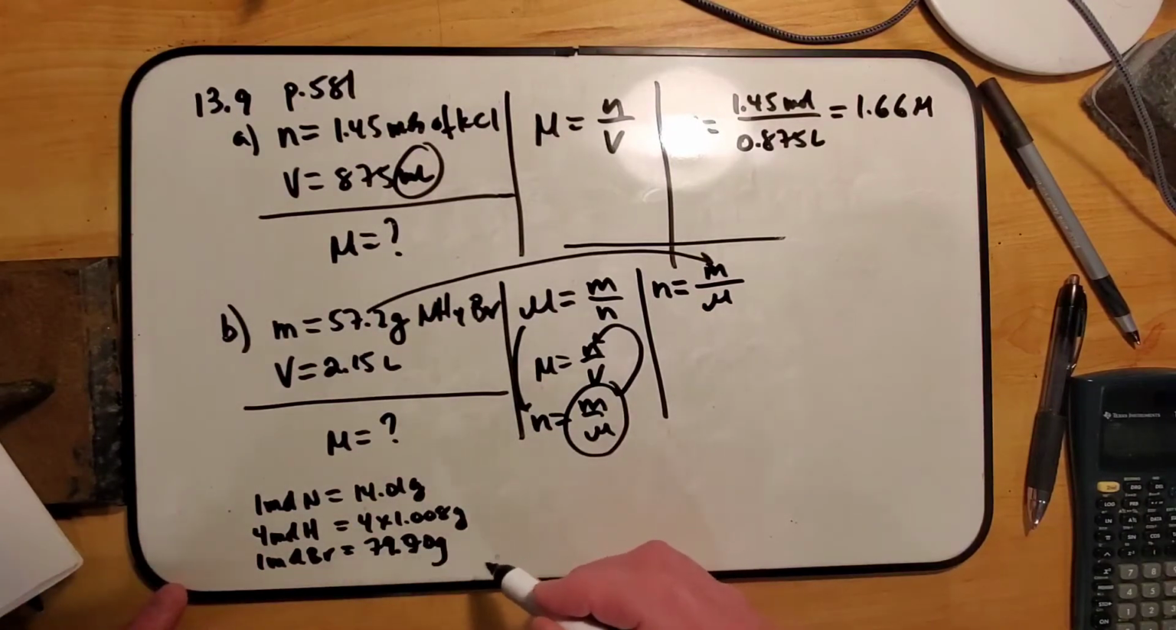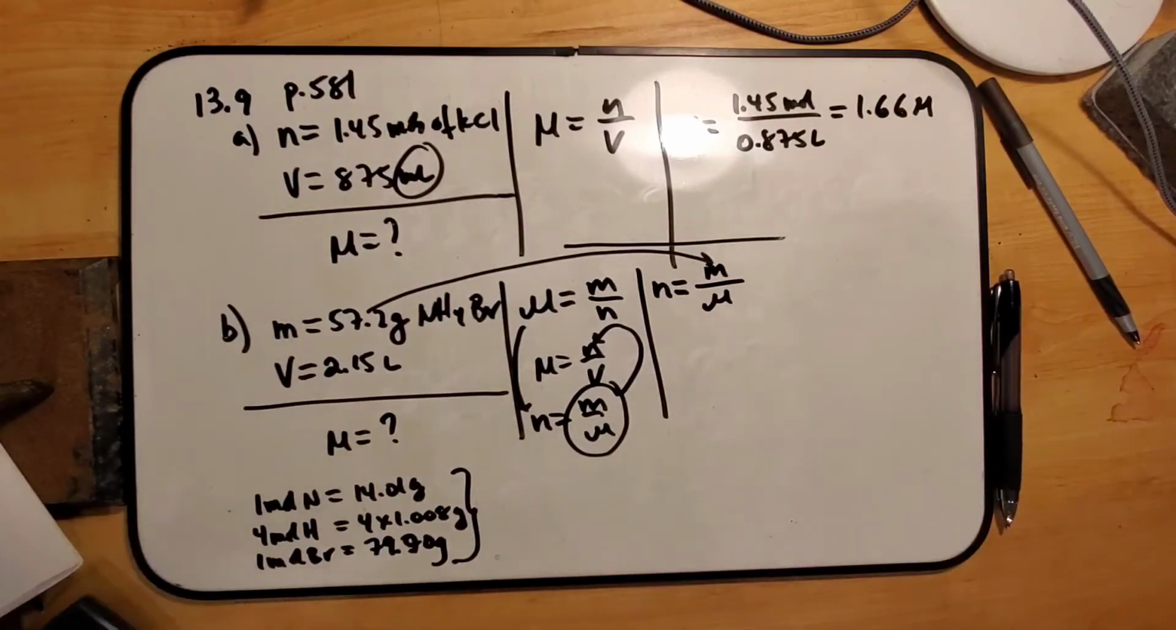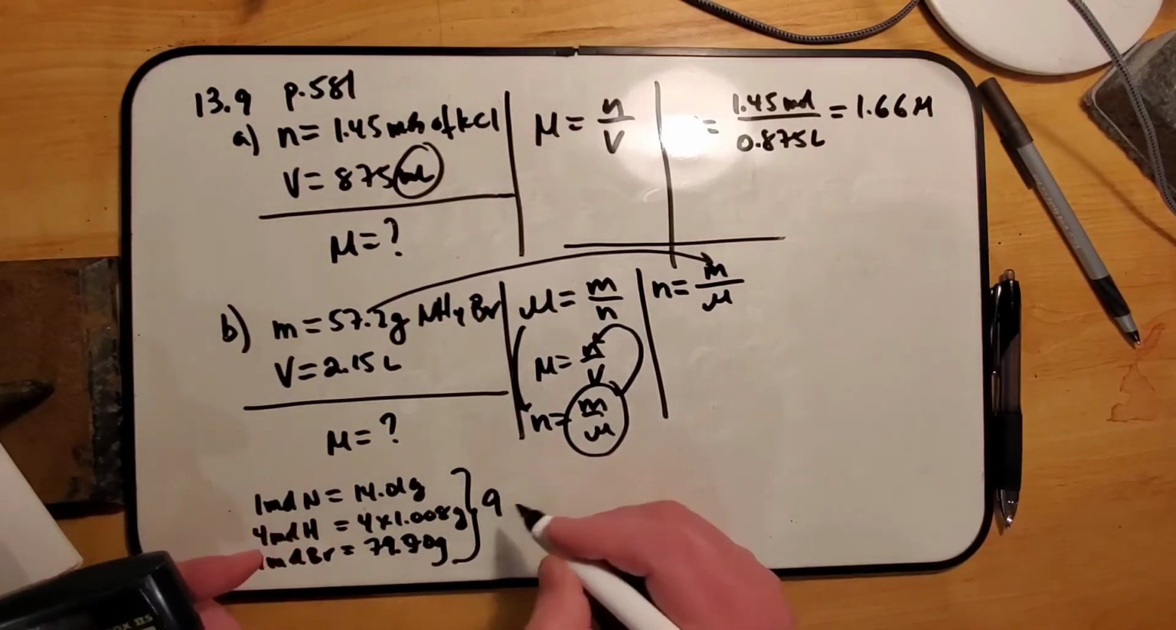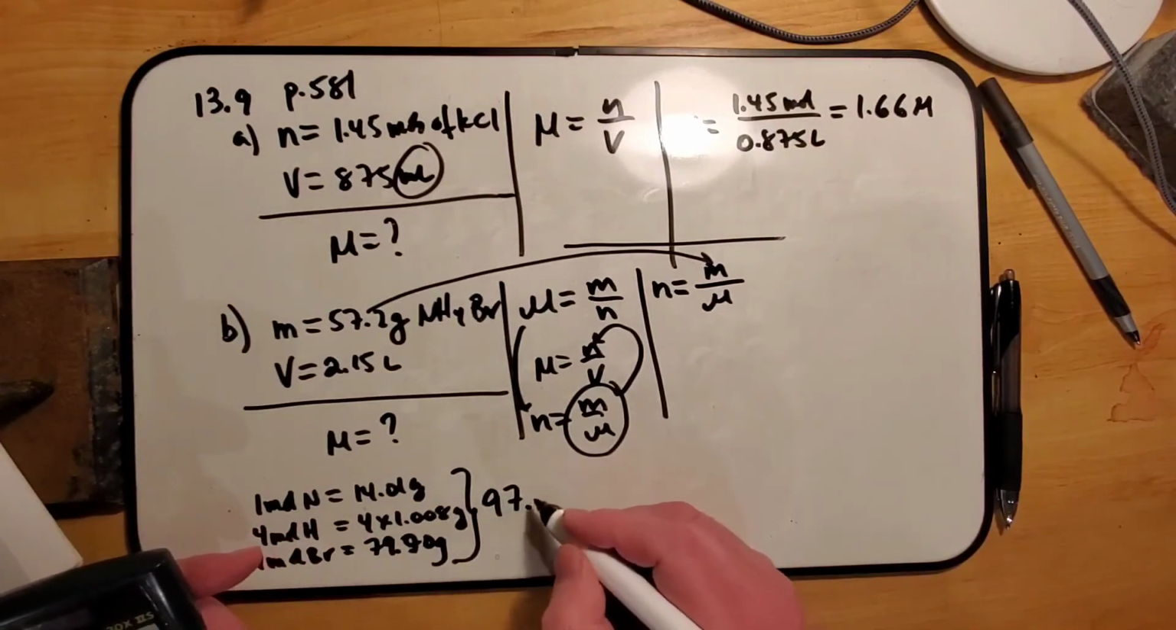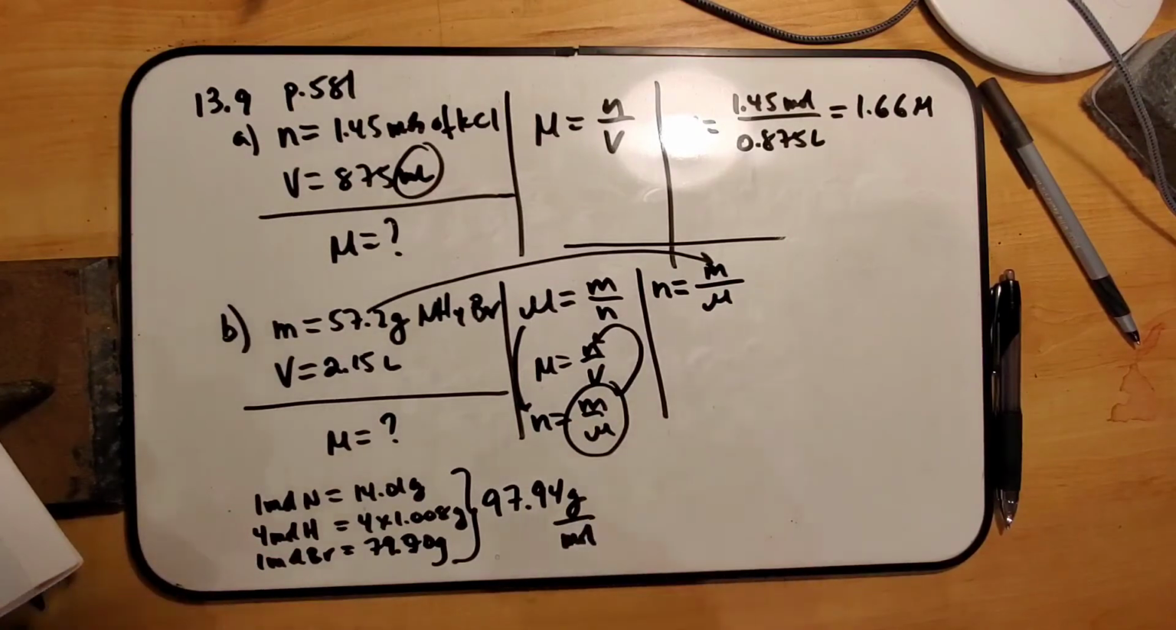Okay, all I have to do now is add them all up. I'm going to get my molar mass here. So that would be 4 times 1.008 plus 14.01, and then plus 79.90. So I got my molar mass here, 97.94 grams per mole. So that's my molar mass in here.